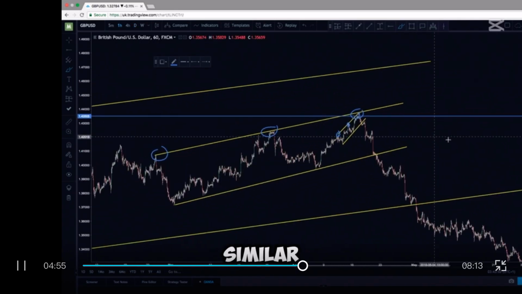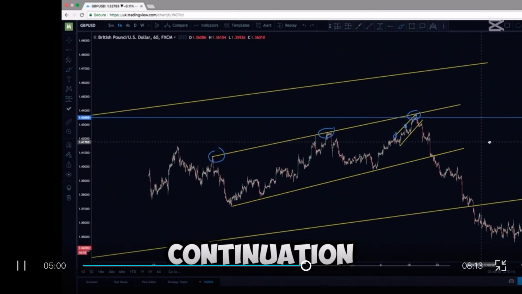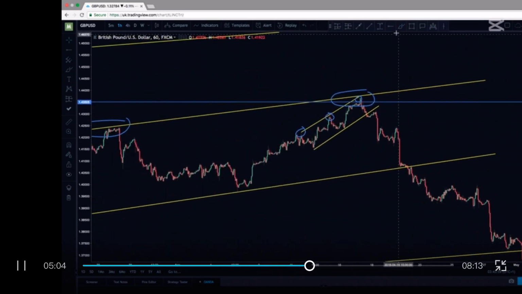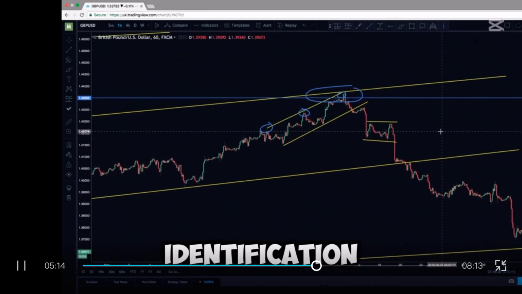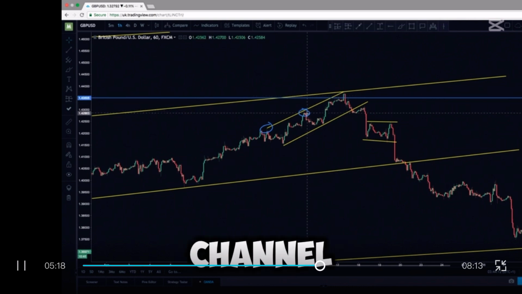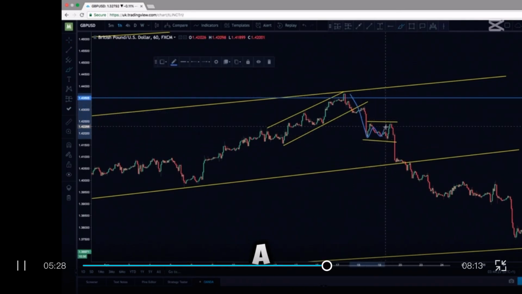If we look at a similar area within this part, and let's take a look at the continuation pattern that we had after. If we look at this particular structure here, you can see that we got our flag, bear flag continuation in this area. Now, building on the multi-touch identification, you can see that we've got our impulse out of this particular ascending channel. So you'll be able to see the impulse, the correction, the impulse. So we've had the breakout. So we know that we're looking at this as the impulse and this potentially as a continuation pattern to head lower.